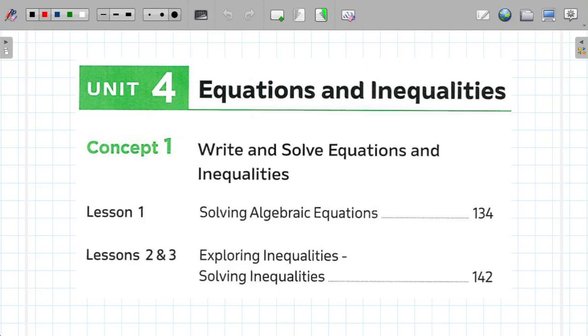Our lesson today is the first lesson of the fourth unit of the sixth grade curriculum of the academic year 2024-2025. The unit talks about equations and inequalities and consists of three lessons. The first one is solving algebraic equations, and the second and third ones are talking about inequalities and how to solve them.